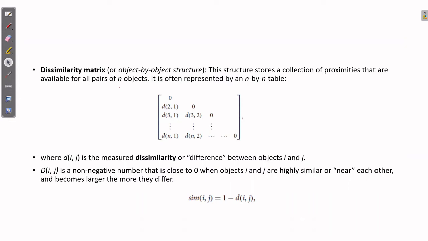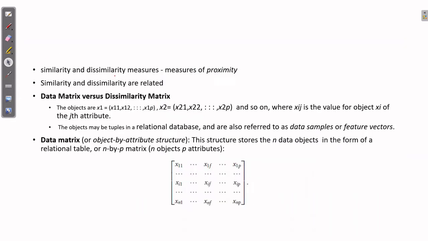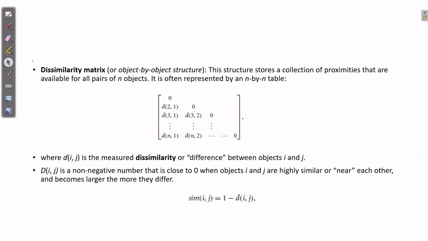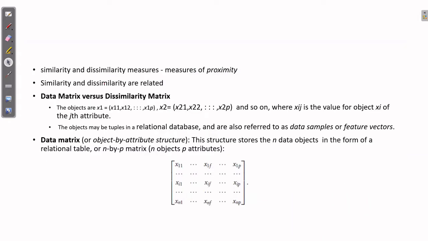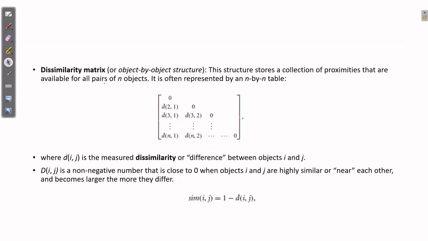So what is a dissimilarity matrix? We have seen what a data matrix is. Now we are looking at what a dissimilarity matrix is. A dissimilarity matrix stores a collection of proximities that are available for all pairs of n objects. Here we have objects from x1 to xn, so you have x1, x2, etc. up to xn.